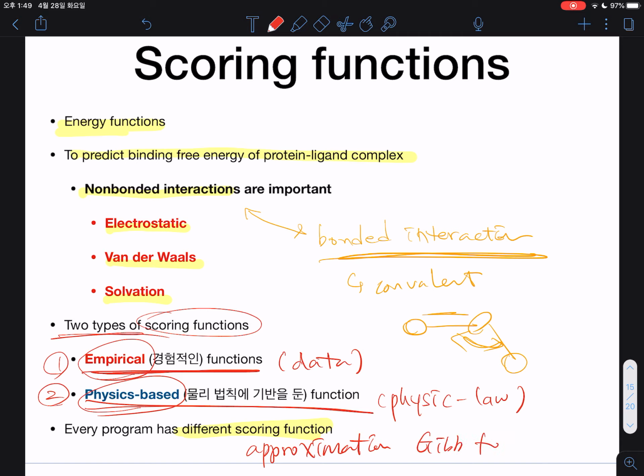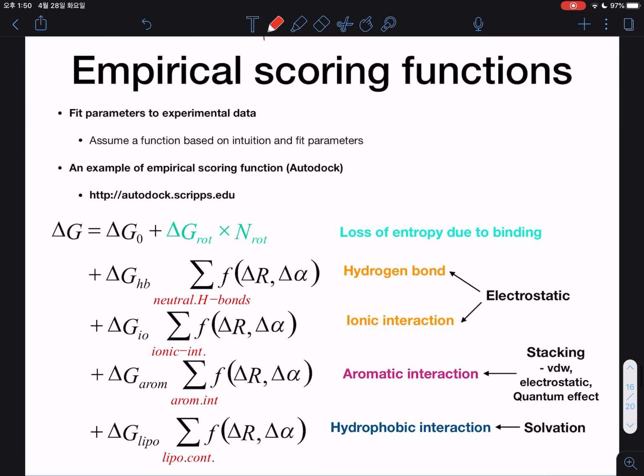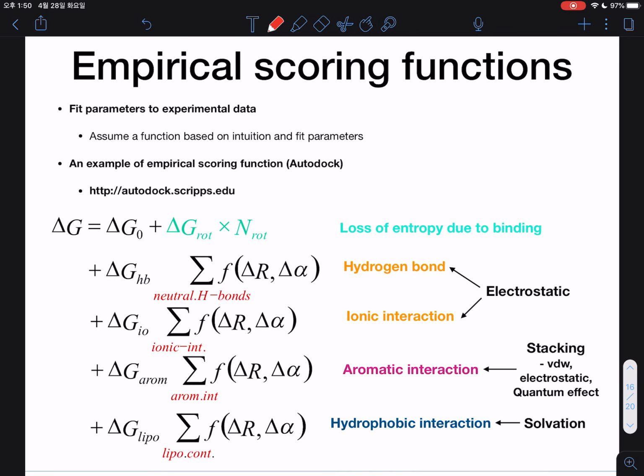Anybody can develop their own approximations. So there is no certain gold standard. There are many different approximations, and so there are many different scoring functions. So let's take a look at empirical scoring functions, and an example of them.